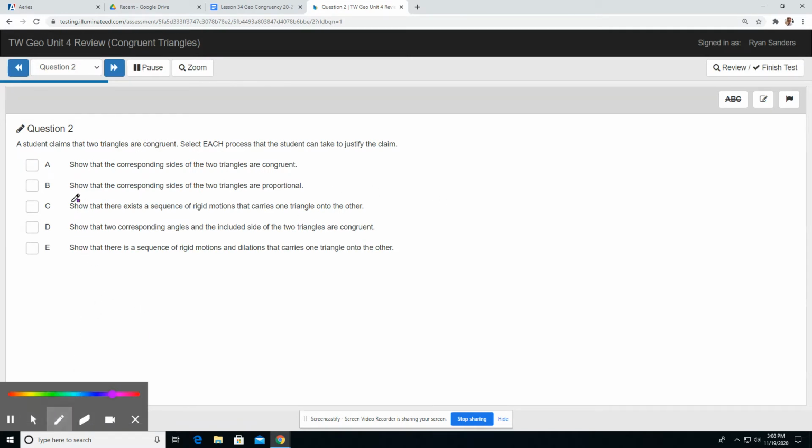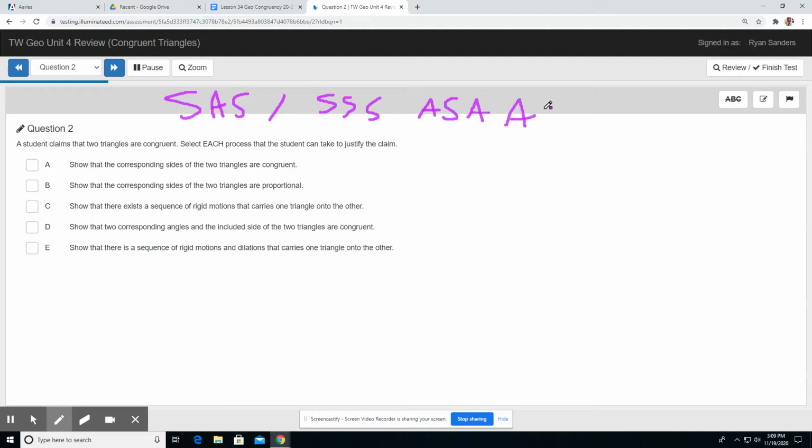All right, next one. Oh, I like how it erased it for me. Good. A student claims that two triangles are congruent. Select each process that the student can take to justify the claim. Congruent triangles, I'm just going to get it out of the way: side, angle, side; side, side, side; angle, side, angle; angle, angle, side; hypotenuse, leg. And that was my mistake right there.